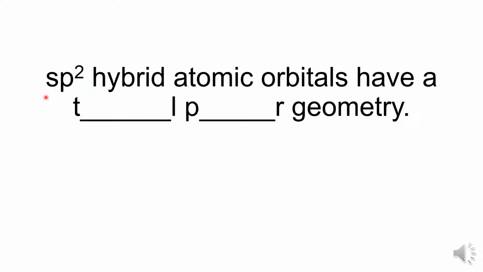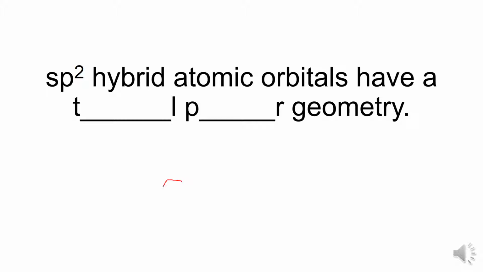sp2 hybrid atomic orbitals have a blank geometry. What type of geometry do sp2 hybrid orbitals have? And sp2 is basically going to look something like a circle divided into sections or arcs of 120 degrees.